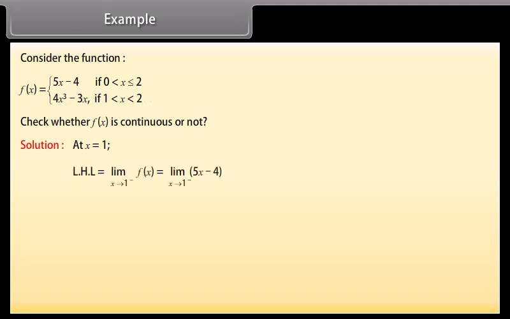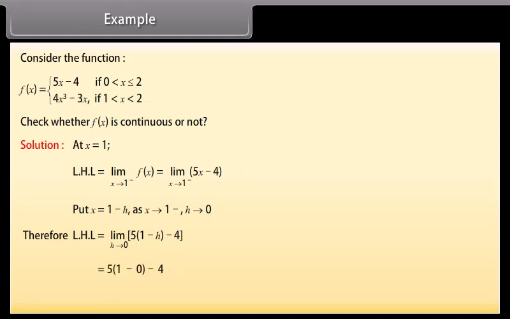Left-hand limit is equal to limit x approaches 1 minus f(x) is equal to limit x approaches 1 minus 5x minus 4. Put x = 1 minus h. As x approaches 1 minus, h approaches 0. Therefore, left-hand limit is equal to limit h approaches 0, 5(1 minus h) minus 4 = 5(1 minus 0) minus 4 = 1.